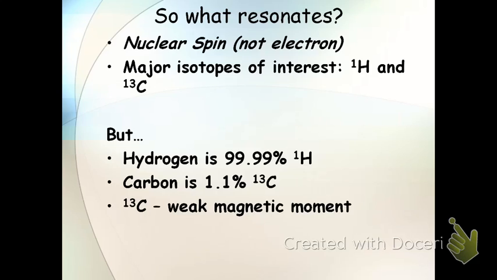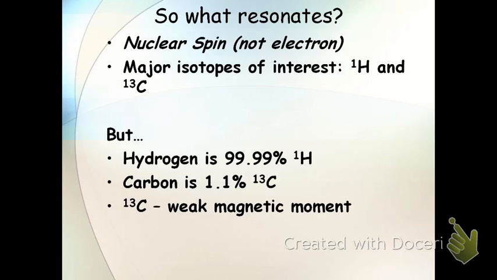So, we're talking about nuclear spin, so I know I mentioned electron spin, so hopefully it doesn't confuse you. We're talking about nuclear spin, and really what we're interested in, and it turns out hydrogen 1 and carbon 13 both are NMR active elements or atoms. Hydrogen is 99.99% H1, and that's great because every compound that we have in organic chemistry has some hydrogen in it, and it is all NMR active, except for that 0.01%. This means the signal that we get for hydrogen is very strong.